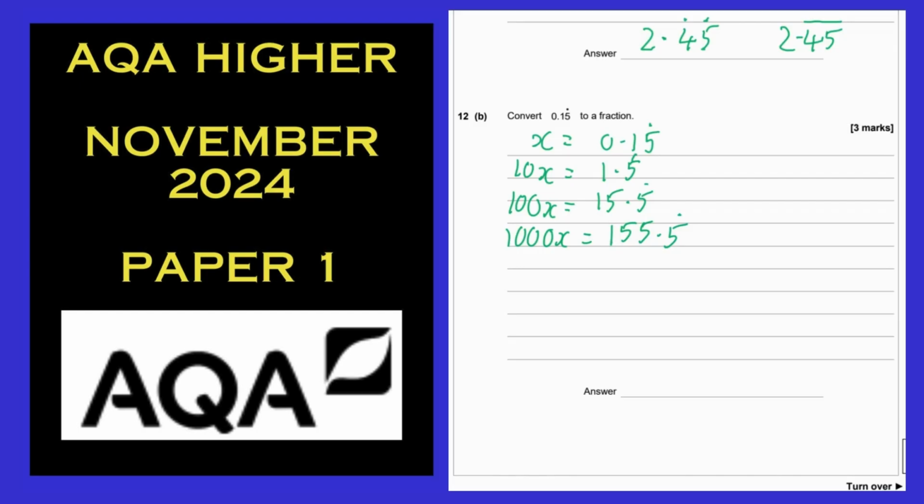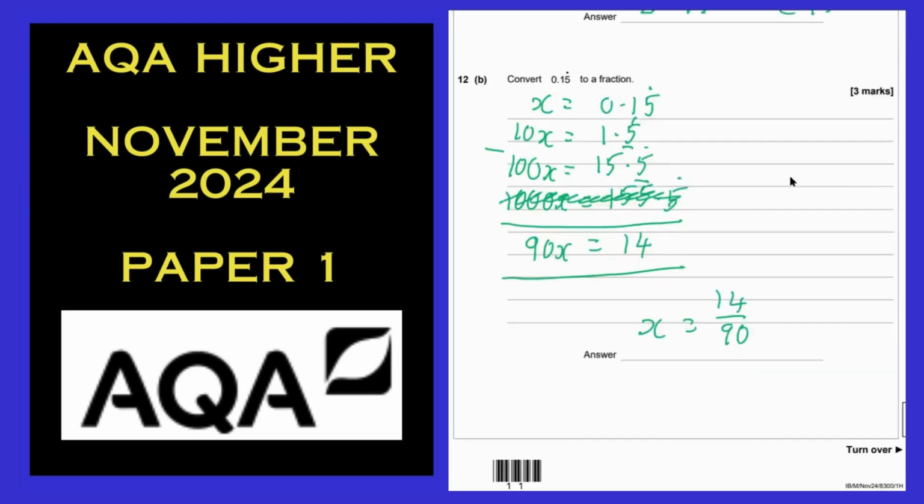Now, why does your teacher tell you to do 10, 100, 1,000? It's because they're asking you to look, where does the recurring part repeat straight after the decimal point? So as you can see, we didn't need to go to 1,000, because at the point where we reach 100x, we have 0.5 recurring and 0.5 recurring. We could have just stopped right there, done bottom take away top, 100x take away 10x, 15.5 recurring minus 1.5 recurring. The recurrings cancel. You're really doing 15, take away 1. And you're at the final stage of solving it. Divide both sides by 90. You can simplify it to 7 over 45. Doesn't ask you to, so why bother?